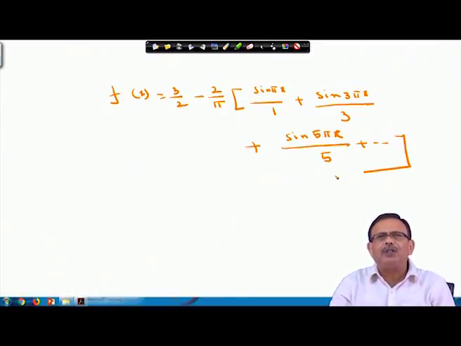Therefore, if a function f x is defined either in minus pi to pi or in minus L to L, or if it is an odd function or an even function, we can find out the Fourier series of these functions like this way.